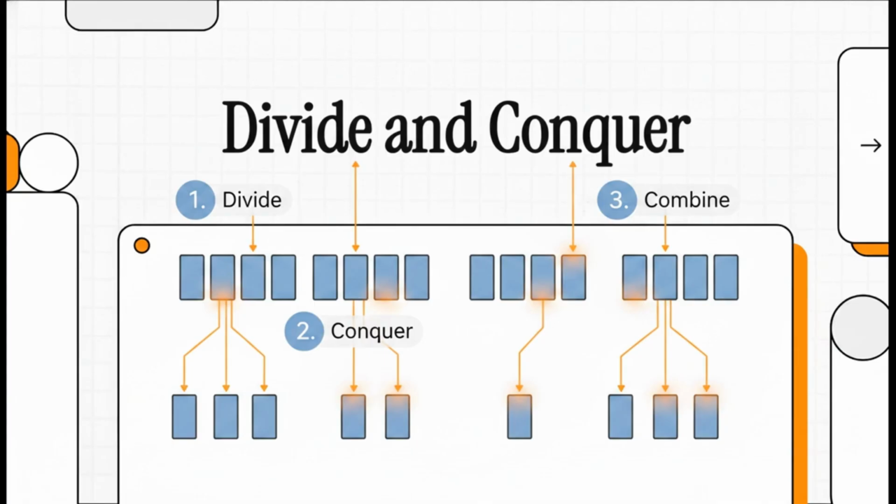Welcome back to the third installment of our How Algorithms Actually Think series. In this explainer, we're taking that exact intuitive human strategy and formalizing it into literally one of the most powerful paradigms in all of computer science: divide and conquer.